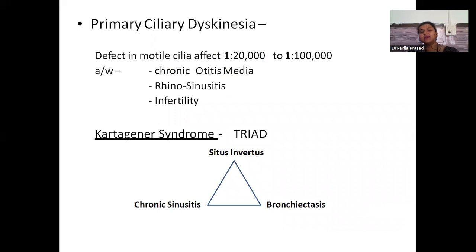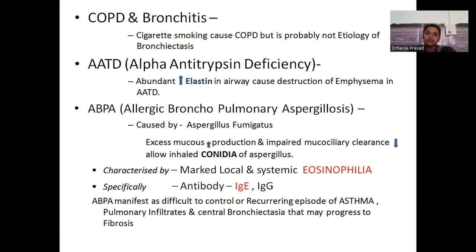Now, primary ciliary dyskinesia. The defect in motile cilia has a frequency of 1 in 20,000 to 1 in 100,000. Manifests with chronic otitis, rhinosinusitis, and infertility. Kartagener's syndrome, that is the triad: situs inversus, bronchiectasis, and sinusitis.